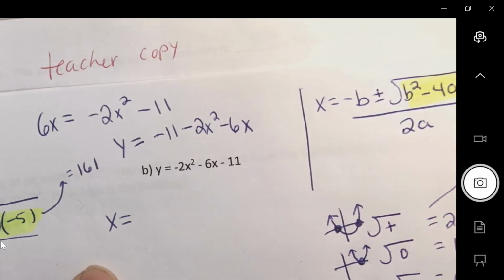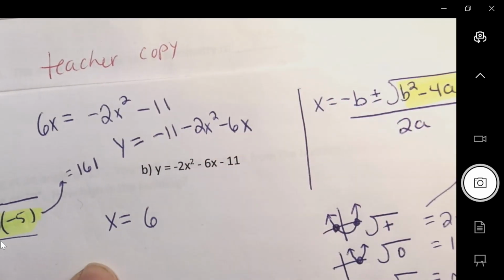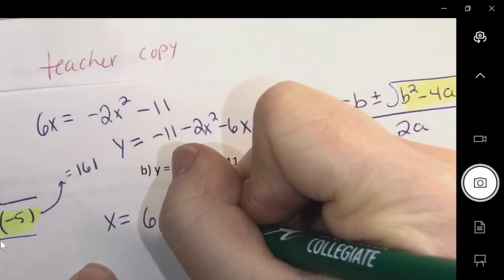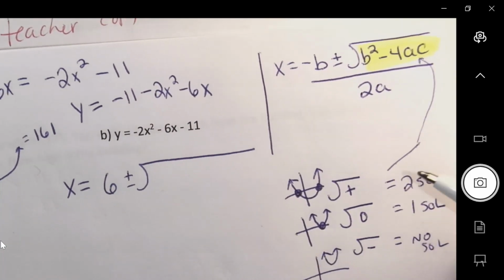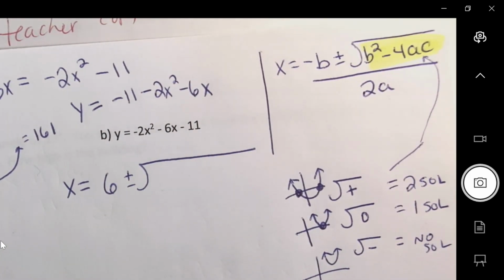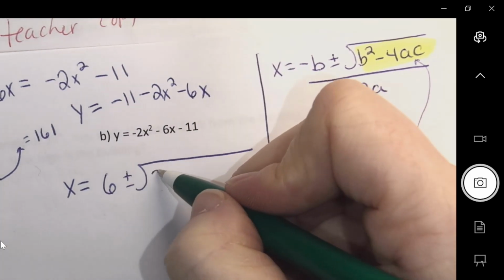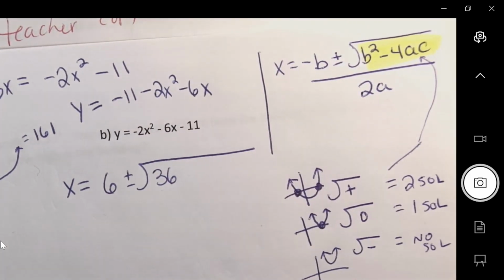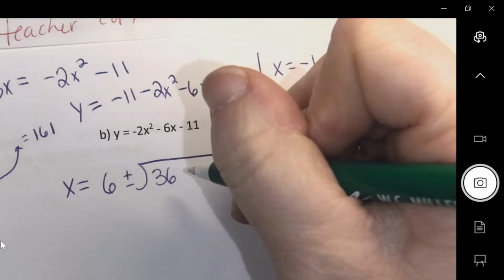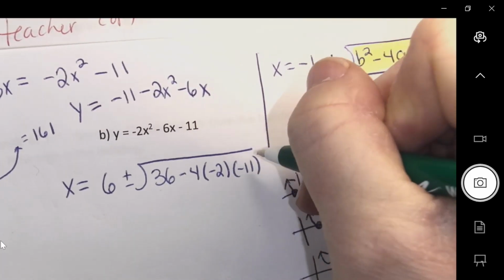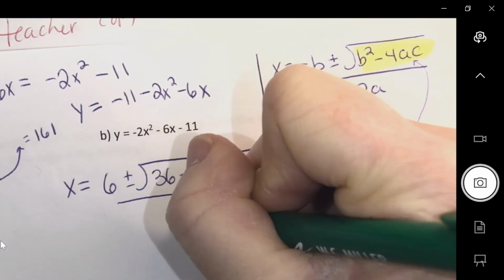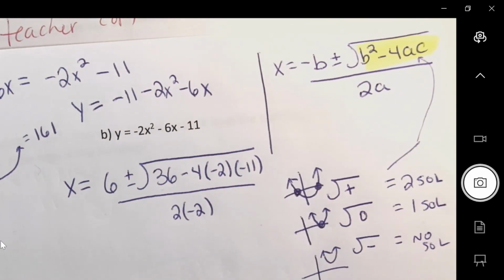Okay, so opposite of the B, positive 6, plus minus root of, please just square it, 36. That's always positive. No matter what you're squaring, it's positive. Always positive. Minus 4AC, all over 2 times the A.